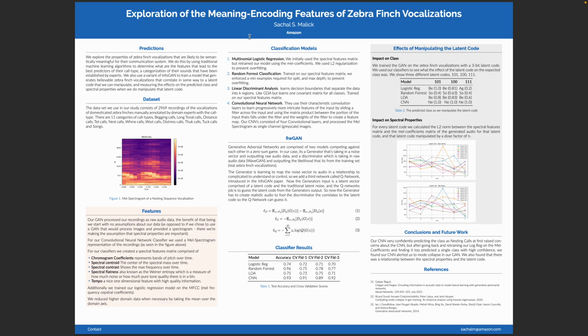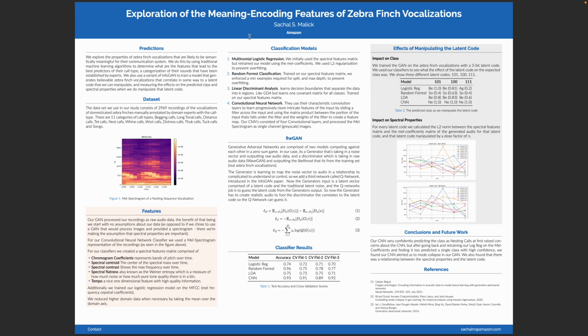LDA, we got a hint that this might be a good model based on another research paper that showed that it might be a good predictor of call type. It's like GDA almost exactly, except that you learn a single covariance matrix for all classes.